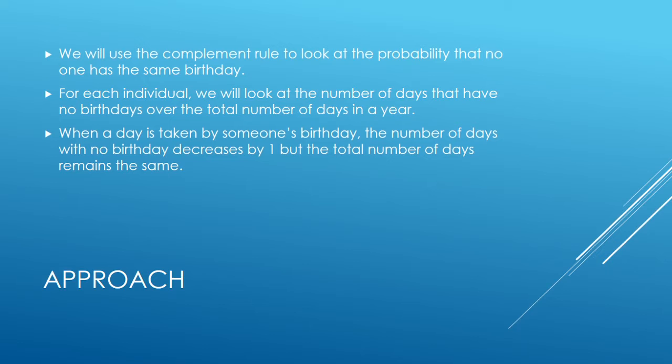When a day is taken by someone's birthday, the number of days with no birthday decreases by 1, but the total number of days remains the same. So for example, if somebody goes and there were 360 days available, he chooses one of those days. Now, for the next person, there are 359 days available.